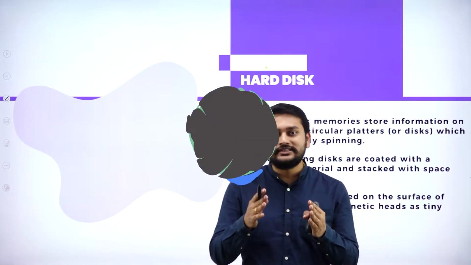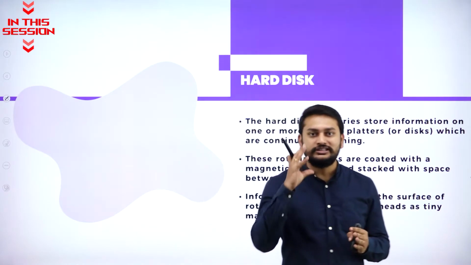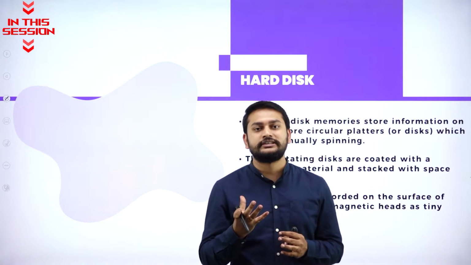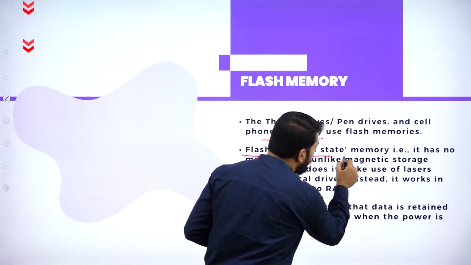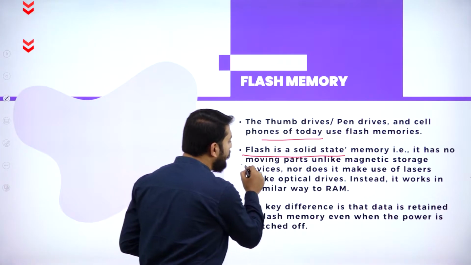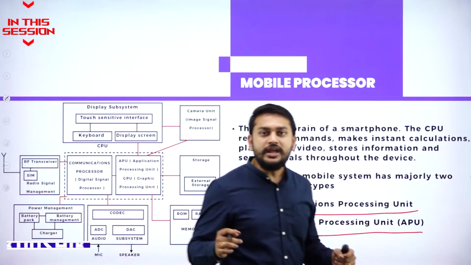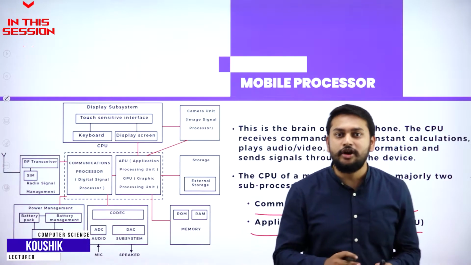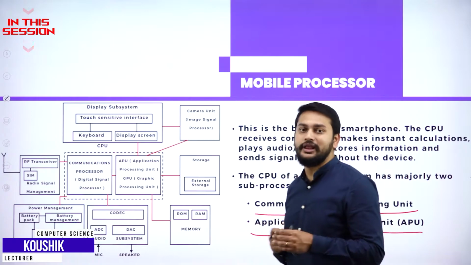So hard disk is a combination of different circular plates. The flash is a solid state memory that has no moving parts. So communication processing unit takes care of all the communication which is happening in the mobile phone.